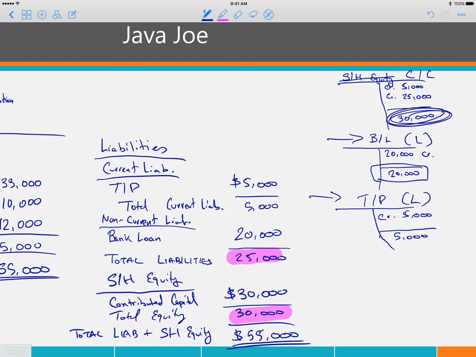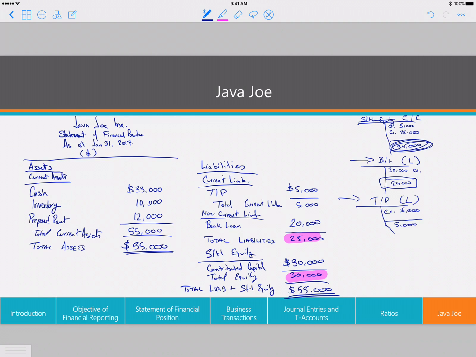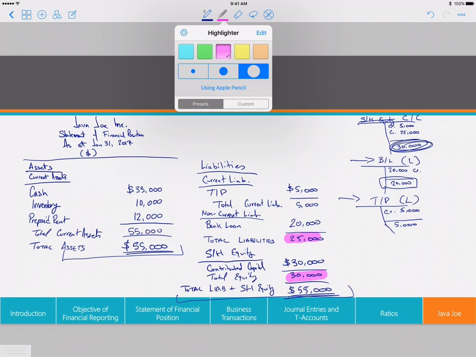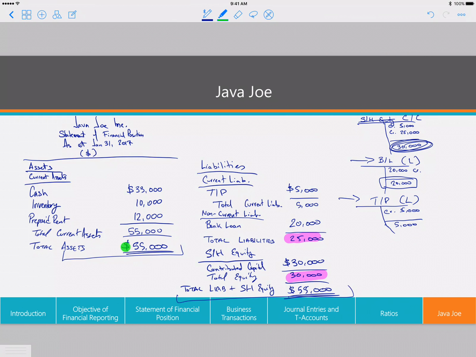$55,000. So let's zoom out and take a look. Our assets of $55,000 equal our liabilities and our equity. So the $55,000 here and the $55,000 here match up. So our balance sheet, our statement of financial position, balances. And this is ideally what you want. If it doesn't balance, you made a mistake somewhere.